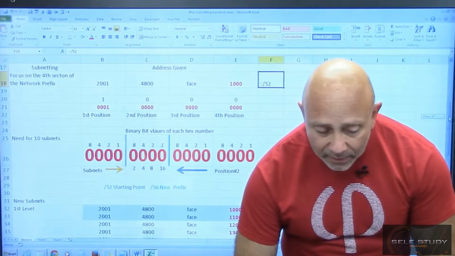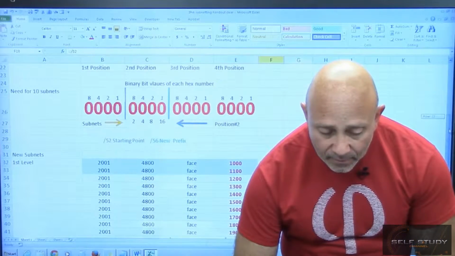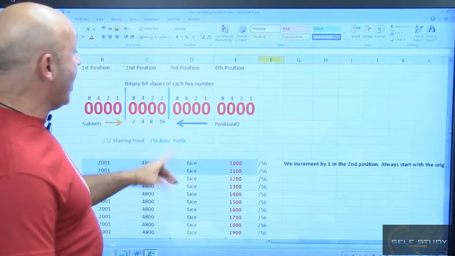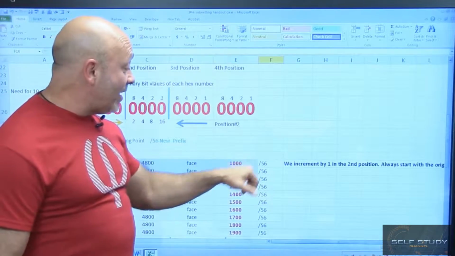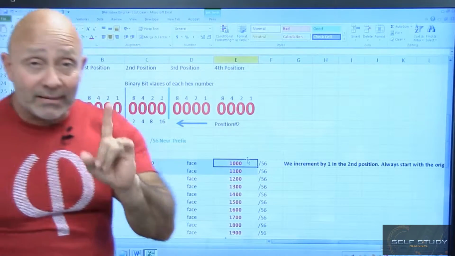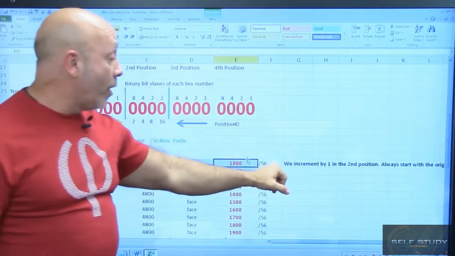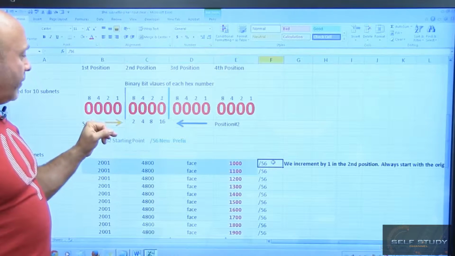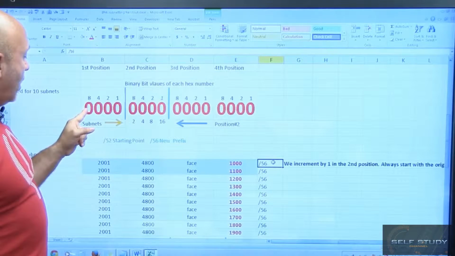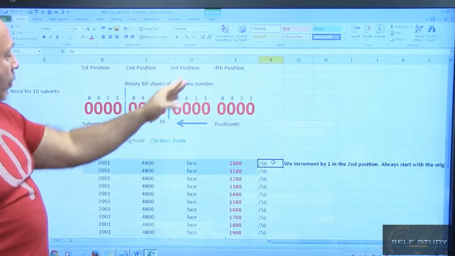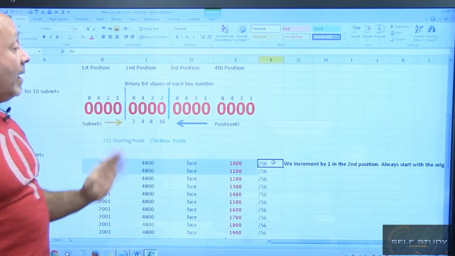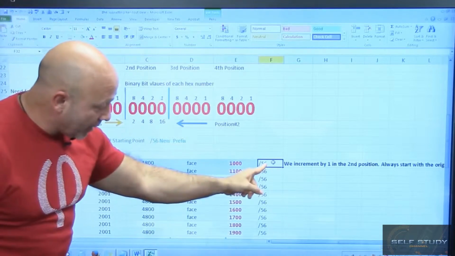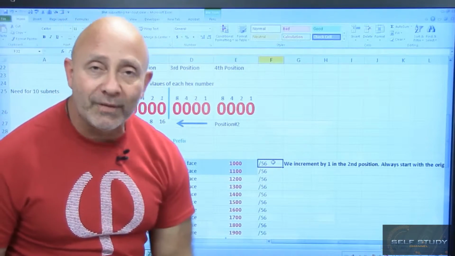So how do we lay this out? We come down here, and we see that we were given this address to start with, so that's the one you need to start with. But with the new mask, how do we get 56? Well, we had 52. We had 16, 32, 48, 49, 50, 51, 52. Then we added 4 more bits: 53, 54, 55, 56. That's how we came up with a new network prefix of 56.